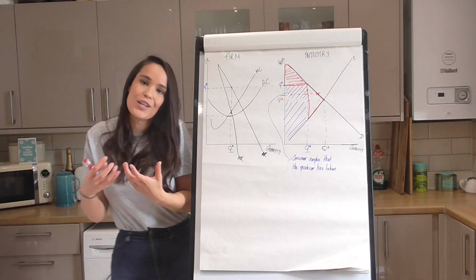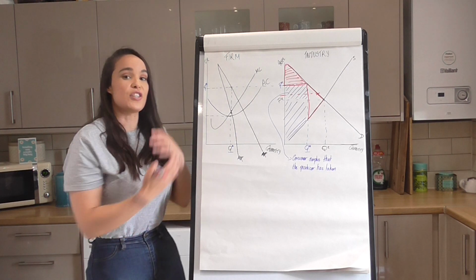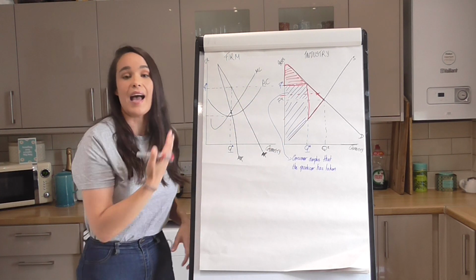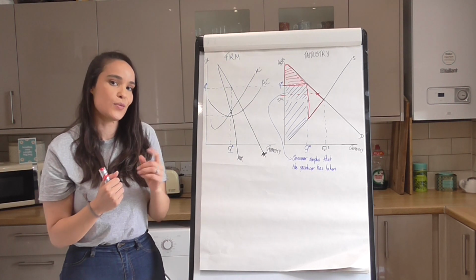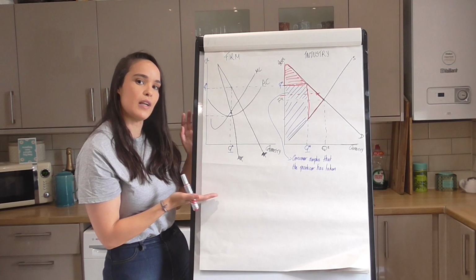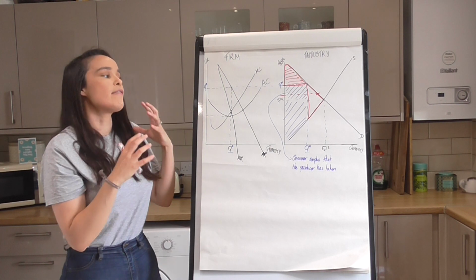Because remember, when there's overt collusion, you have a group of firms that are essentially doing this. They're acting as a monopolist and setting that market price, right? Because they're acting as one firm. This is what that would look like. So there is a welfare loss.